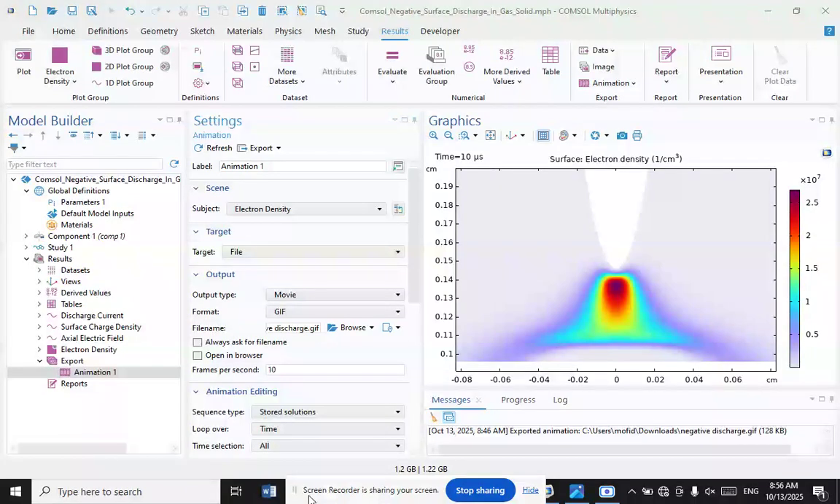The next one is surface properties. The material properties of the insulator, such as its dielectric constant and resistivity, play a significant role in the development and behavior of surface discharge.